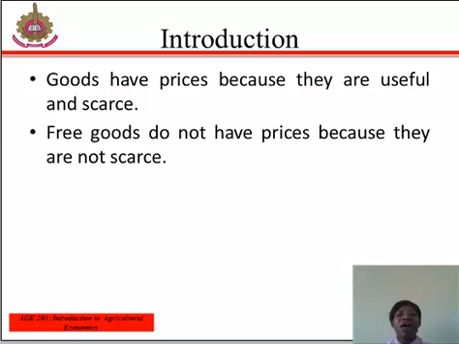Introduction. We have analyzed the forces of demand and supply in the two previous study sections, and we have seen that according to the laws of demand and supply, more is supplied at higher prices while less is demanded, but at a lower price the opposite is the case. Less is supplied but more is demanded. From these two laws, we could see that there will be a price. Goods have prices because they are useful and scarce. So free goods do not have prices because they are not scarce.